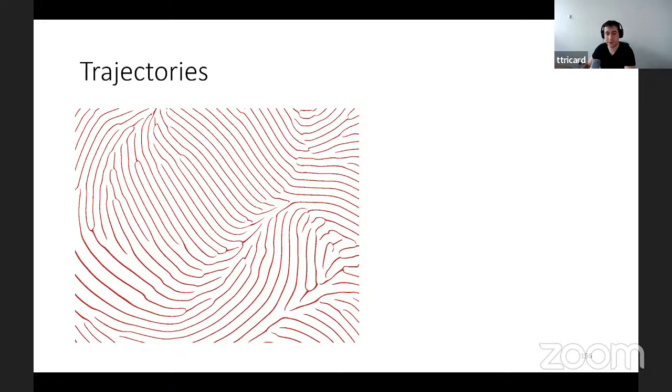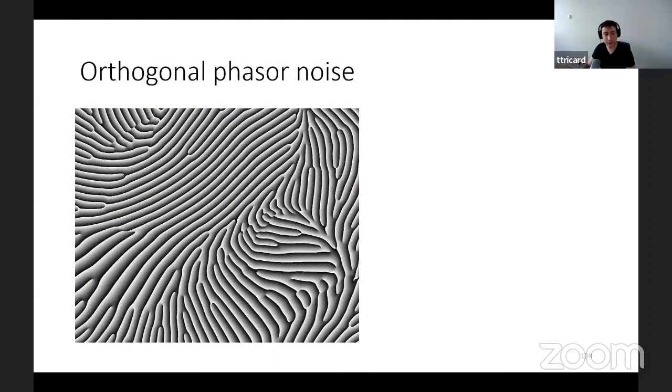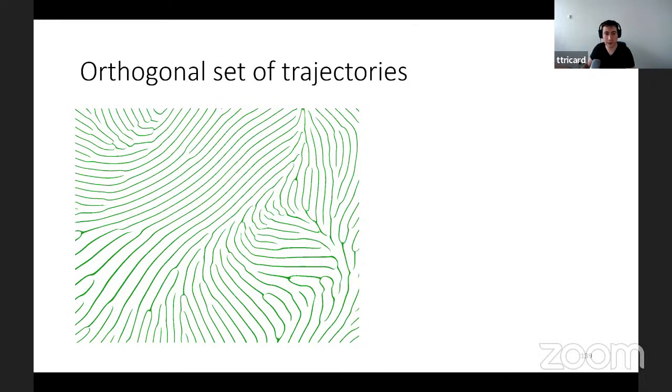So here you have a bigger example. But as I said earlier, we might want to change the deposition width, for example, to spare some printing time. And so we need a way to measure afterward what is the spacing of this trajectory, such that we can adapt the flow of the printer. So to do that, we introduce an orthogonal Phasor noise that we will extract a bit in a similar way.